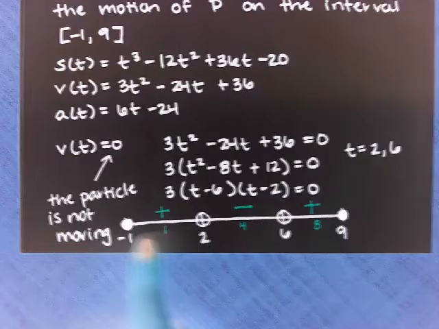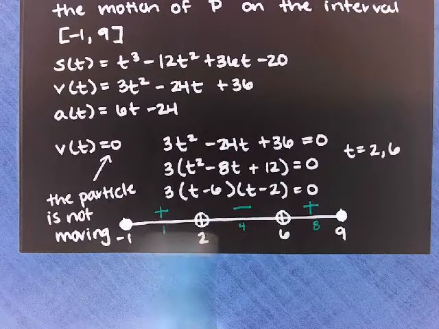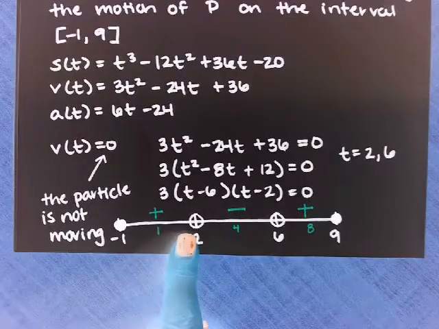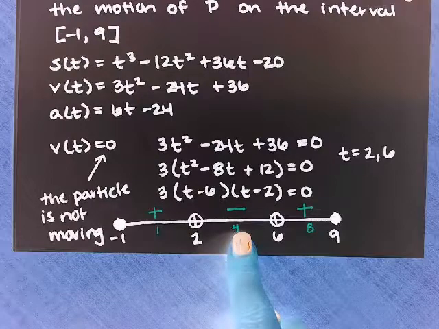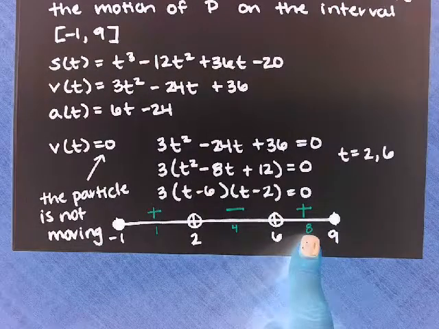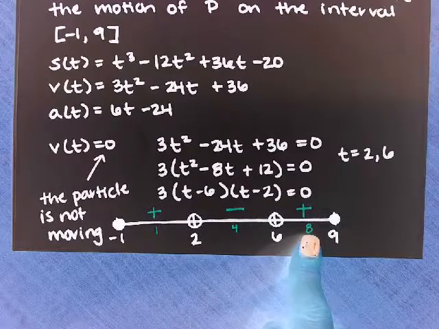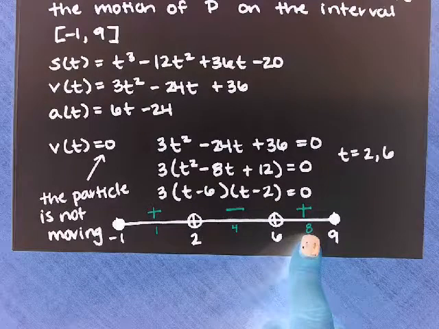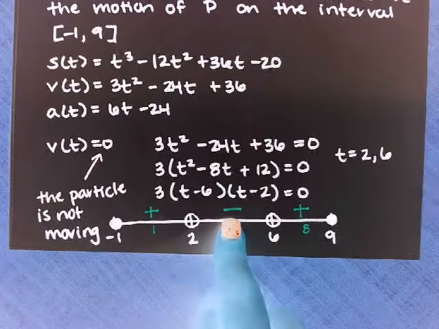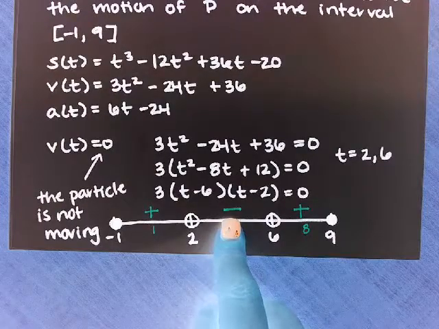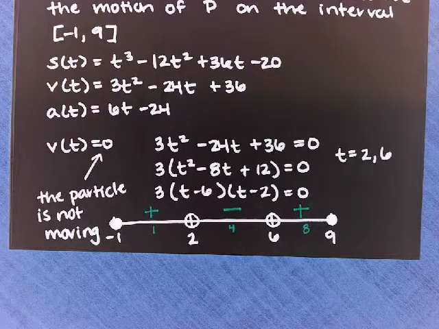All right, so based on those answers we just got, we're going to say that the particle is moving to the right from -1 to 2 in that time frame. It is moving to the left from 2 to 6, and it is moving to the right from 6 to 9. The reason I know that is because the particle is moving on the x-axis typically, and so positive means right, negative means left. Okay, so I'm going to go ahead and say moving right.